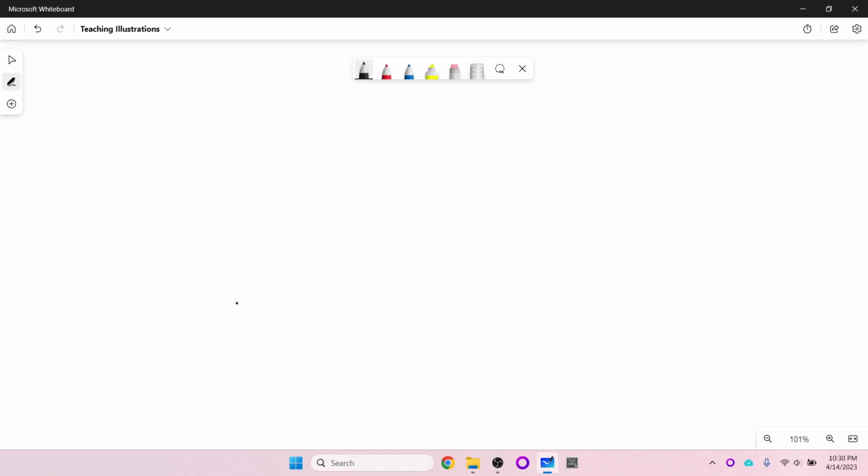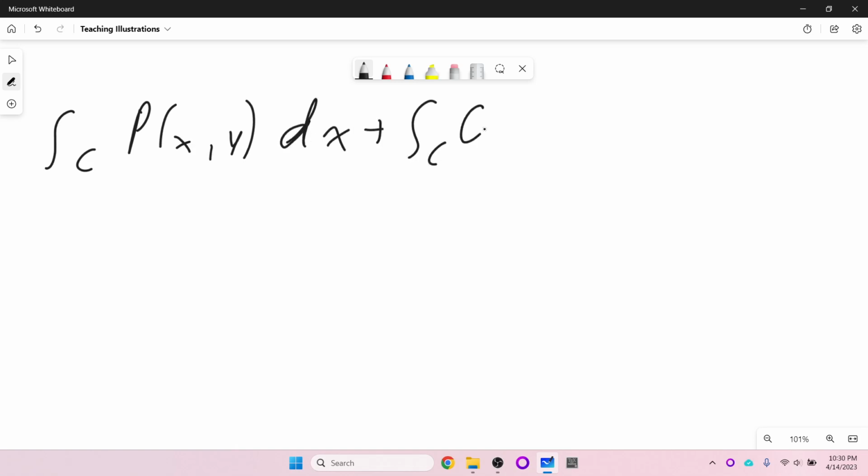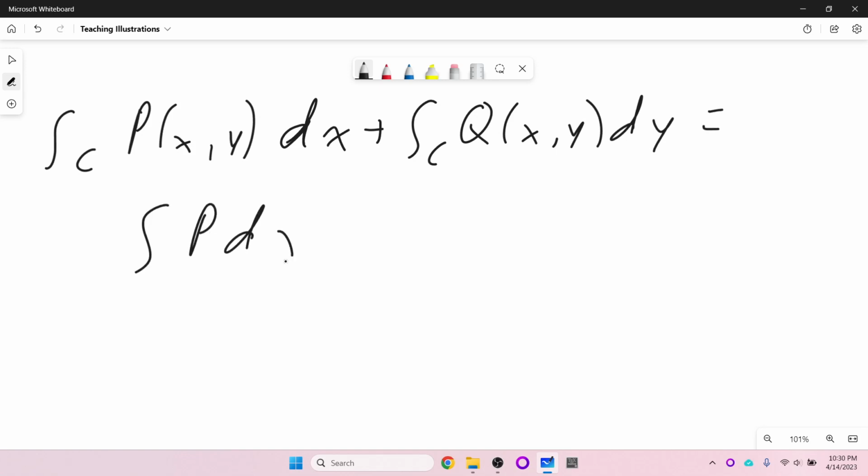So a shorthand way to write this, you'll see this a lot if you see C: the integral of P(x,y) dx plus the integral of Q(x,y) dy. Or even shorter, the integral of P dx plus Q dy. Mathematicians are notoriously lazy with our notation. We like to be as short and concise as possible.